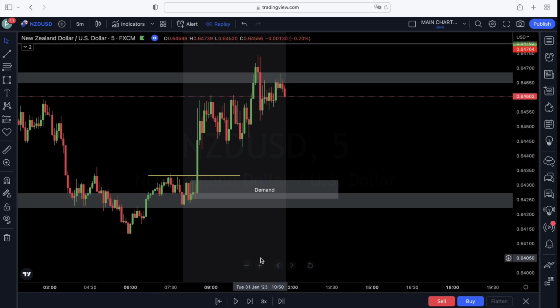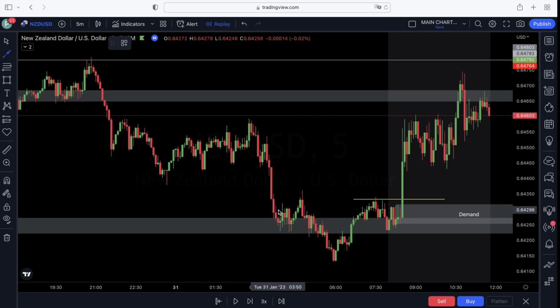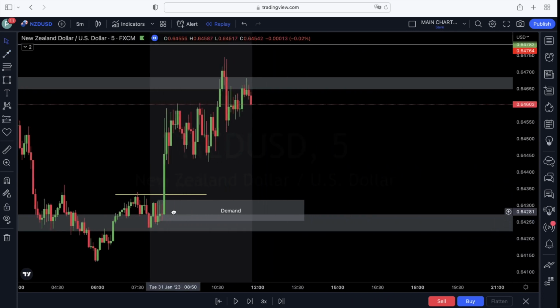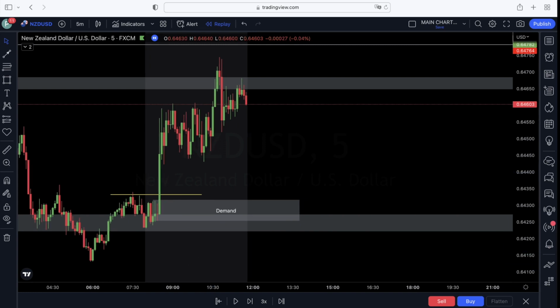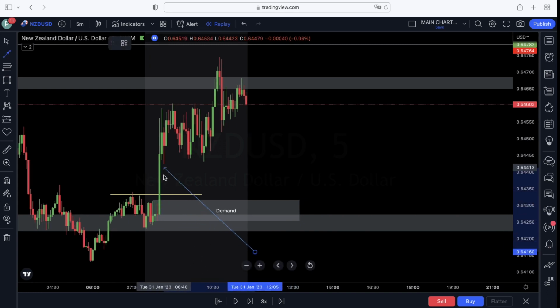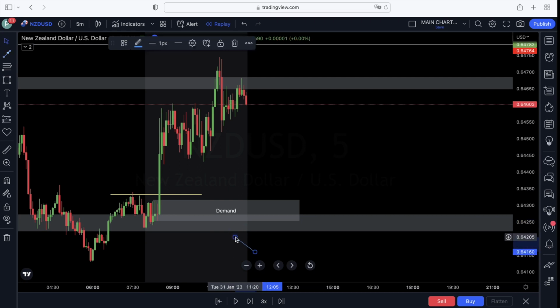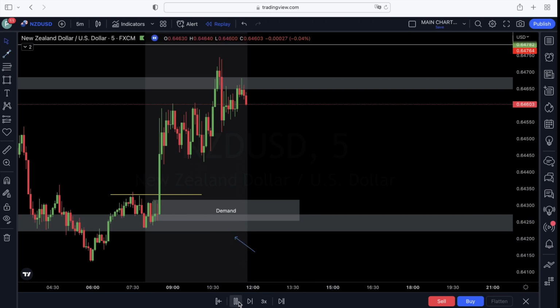We have gaps in the market. Okay, yeah. Got gaps in the market, which are right here. This is a gap. So let's see what happened. Let's press play.